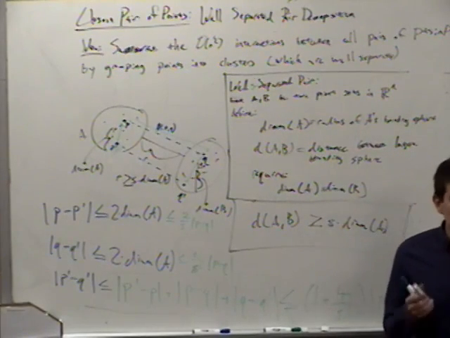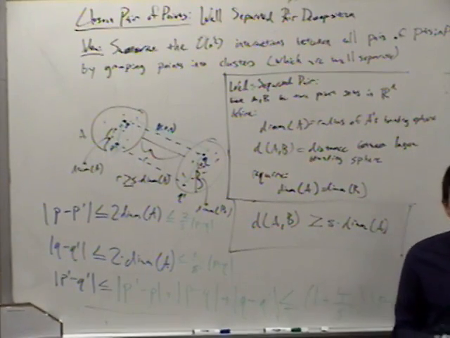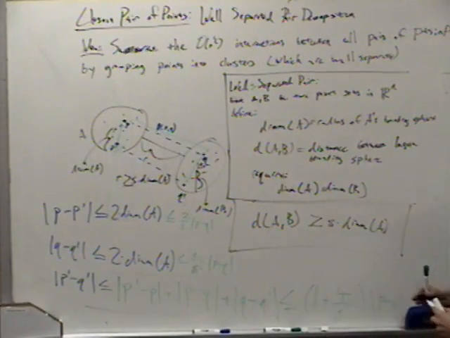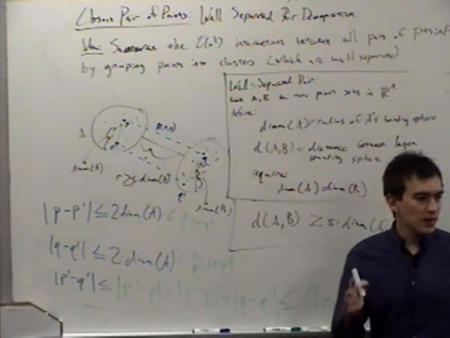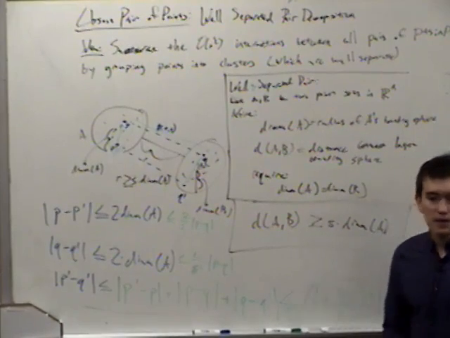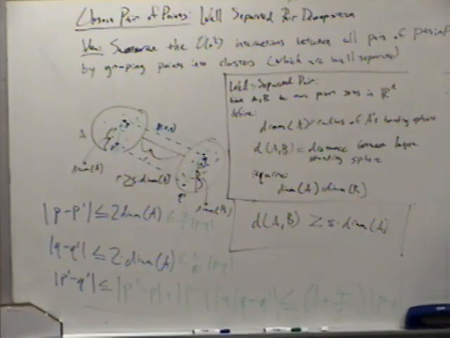So what is a well-separated pair decomposition for a point set? Well, it's basically a complete decomposition of all of the pairs of points into well-separated clusters, which has the following properties.